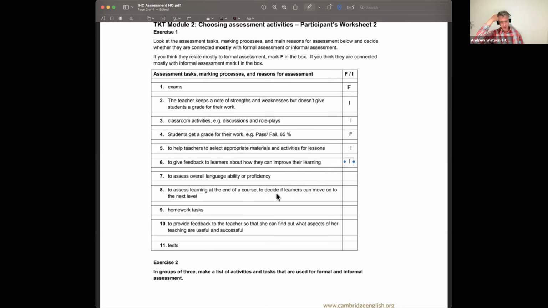Assess overall language ability or proficiency. Think about how this is done in real life. This often involves public exams like TOEFL or IELTS. So it's formal.